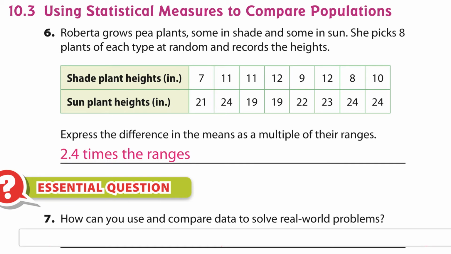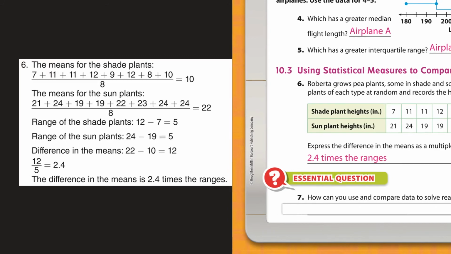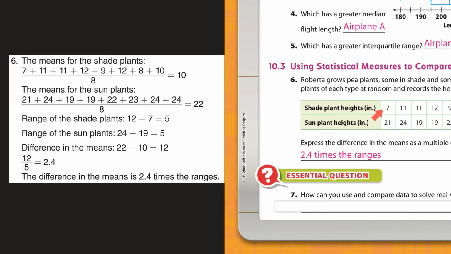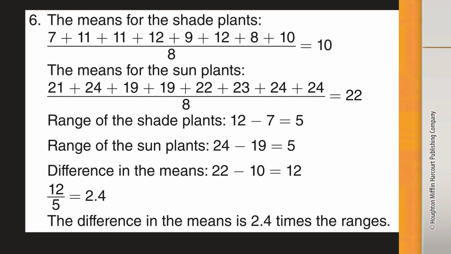Let me show you how to get that answer. For number 6, we have this. All this data here is presented here. There were 8 numbers, and you can see 21, 24, 19, and so on. So I'm going to bring us over to this. If you calculate the means, that's the average. So you add them all up and divide by 8. And when you do that for the shade plants, you get 10. And for the sun plants, you add these up and divide by 8, and that's 22.